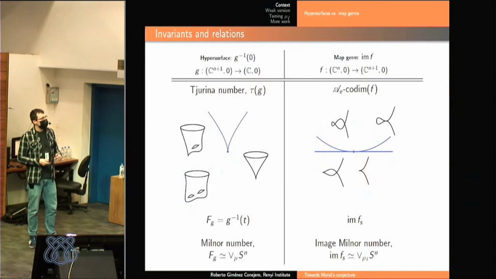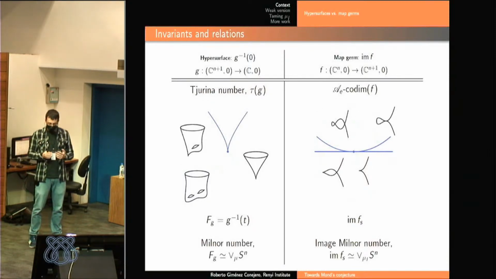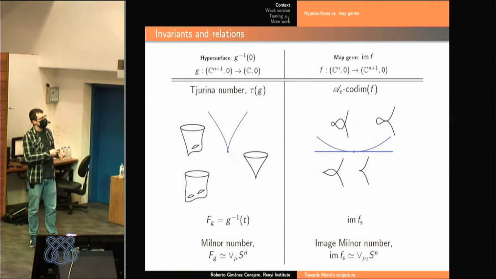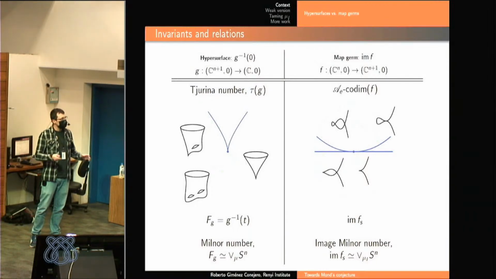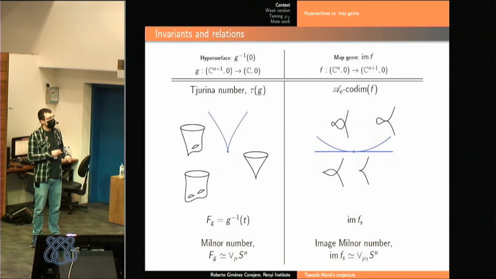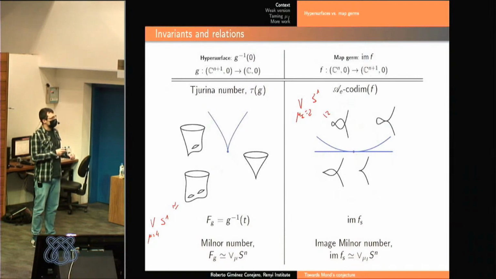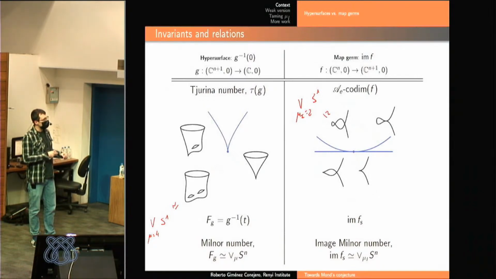And we also have Milnor numbers. We know that the generic fiber in the case of hypersurfaces has the homotopy type of a wedge of spheres of middle dimension, and the number of these spheres is called the Milnor number. Something completely analogous happens in the case of map germs. We have the image Milnor number, and we know that the generic fiber, this is the image of the stable perturbation, has the homotopy type of a wedge of spheres of middle dimension, so exactly the same. In this case, the Milnor number is 4, and in this case, it is very clear that you have one sphere, so the image Milnor number will be 2.